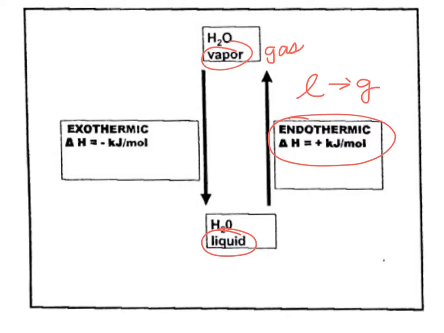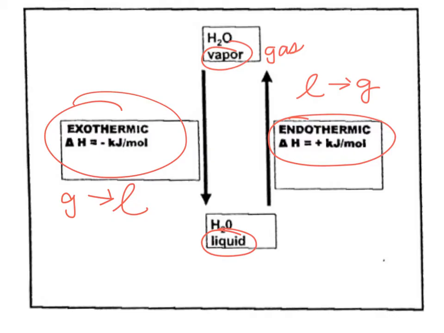Then, if we look at the other side of the diagram as it is going from a gas to a liquid, this process is exothermic. And that's why you see that they have listed there a negative sign for that physical change. And then over here for the endo, that one was positive.